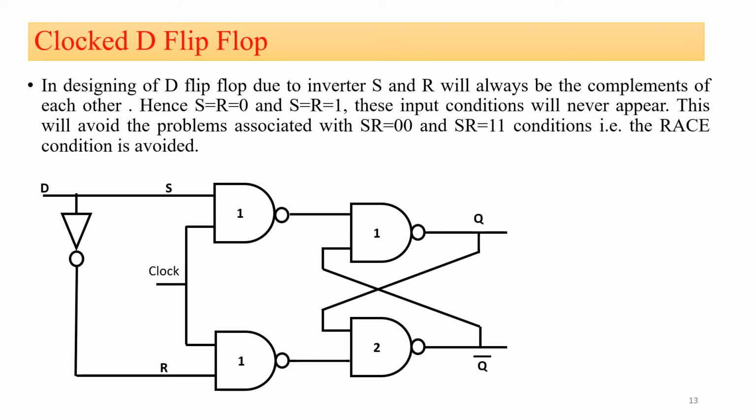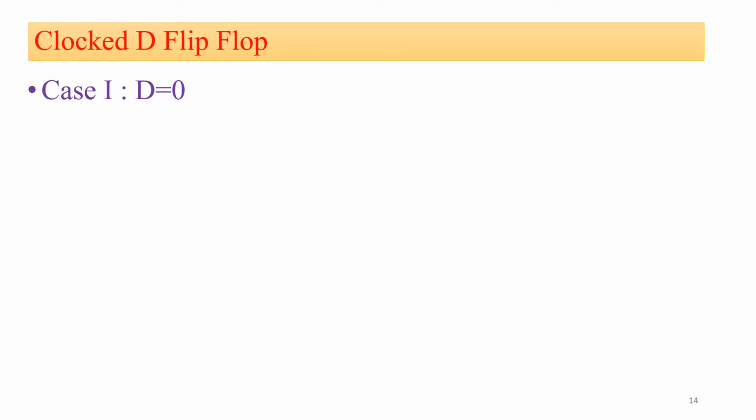Now here if you see the schematic, it's the same, but one inverter is used in between S and R. Now due to this inverter, your S and R are always complements of each other, and the remaining circuitry is the same as that of our SR flip-flop. Now let's check the two cases, that is when D equals to 0 and D equals to 1. Now here, as the input to your D flip-flop is only 1, total input conditions are only 2 as per the equation 2 raised to n, means when our D equals to 0 and D equals to 1. Now let's check the first condition.